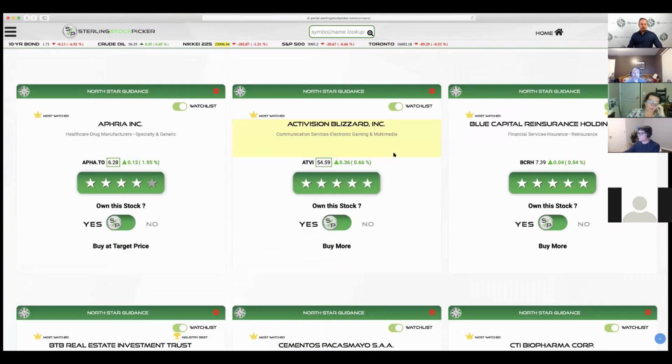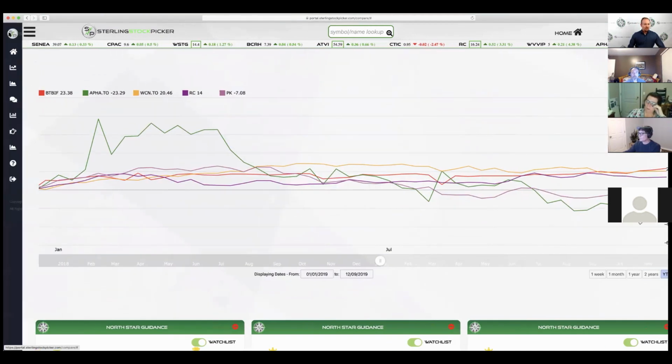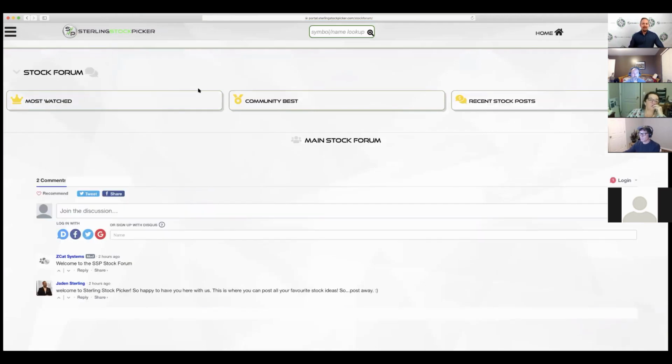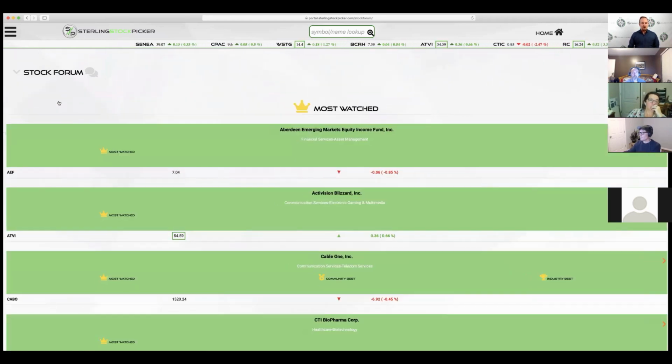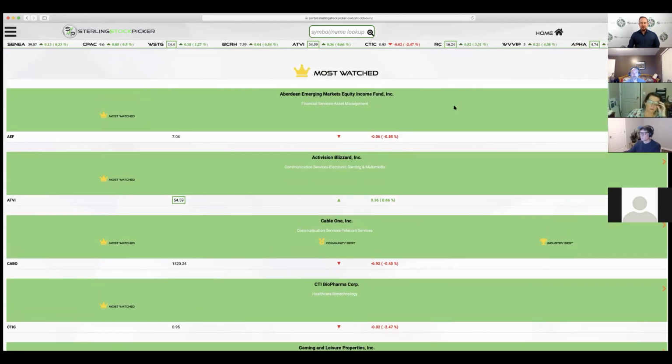So this will show all of your stocks in your watch list. So that's the stock compare. The next button down is our stock forum, and we have 3 categories in our stock forum. We've got the most watched, community best, and recent stock posts. So this is where you'll come on the main stock forum if you just want to say hi. If you want to share companies that you're interested in or that you're currently researching, you would do that here. And if you're interested in already seeing what most of us are watching, you just click that button and it shows it, and you get a full view of this.